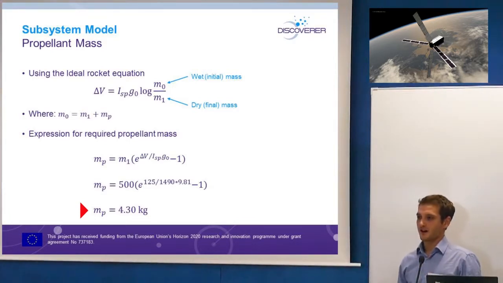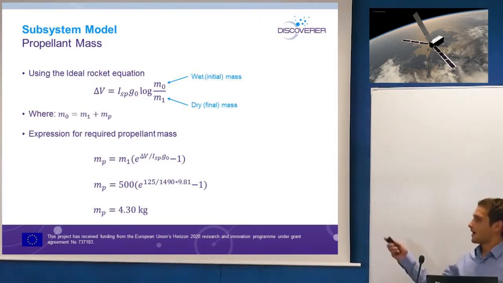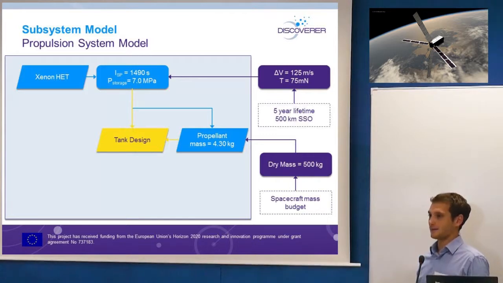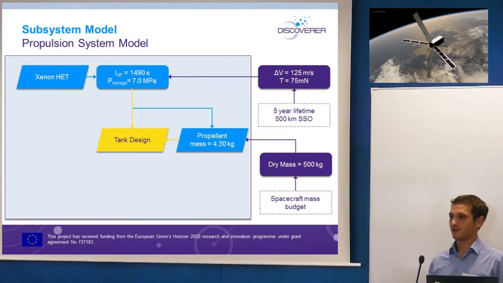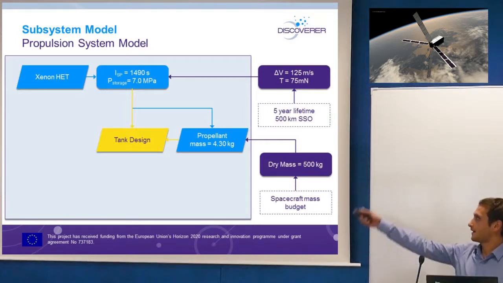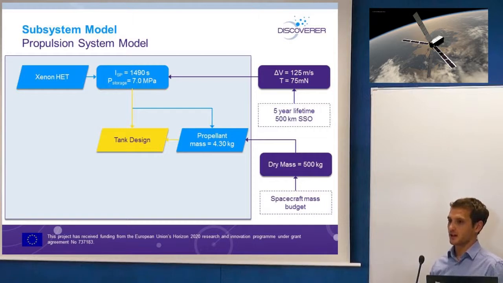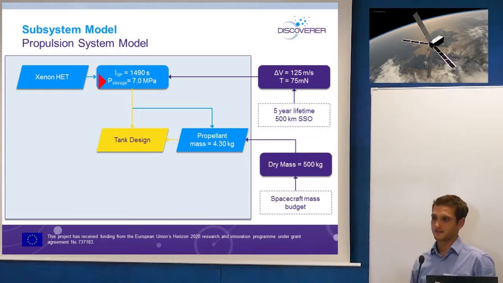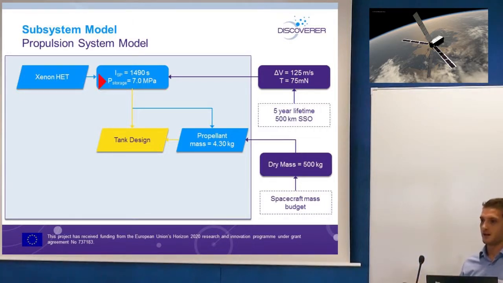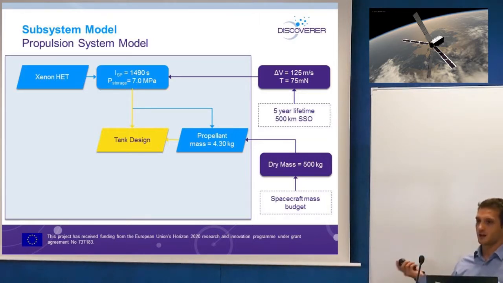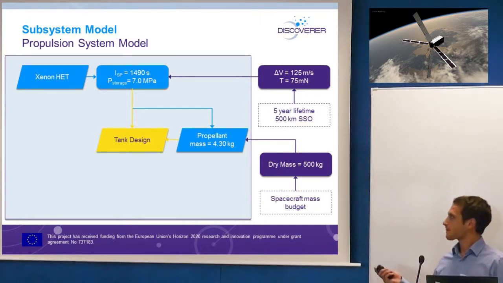So we can feed that into the first part of our model. Our tank design is now going to be dependent on both the mass of propellant that we want to store and the pressure at which we want to store that propellant. So I've added another parameter at the top. A typical storage pressure for xenon would be 7 megapascals, so 70 bar, relatively high pressure, generally storable for larger satellites. For smaller satellites which are deployed as secondary payloads, you wouldn't be allowed a pressure that large.